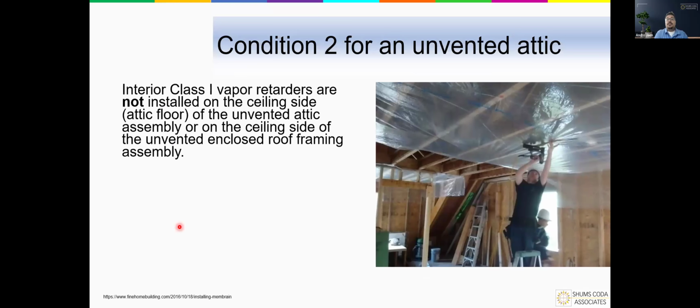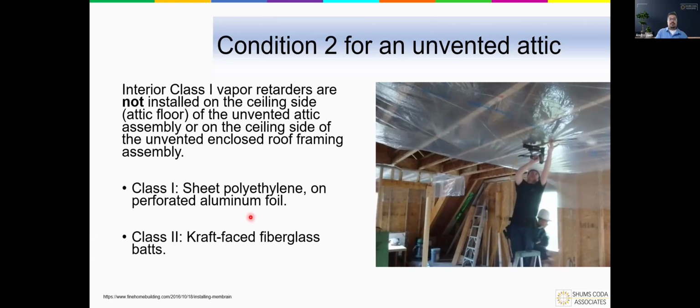Condition 2, you can't use a class 1 vapor retarder on the unvented side of the attic assembly. So this cannot happen in this space, right? Polyethylene sheeting, things like that. And remember your classifications of vapor retarder, you have 3. And this is just discounting the least permeable of them. This still allows for a class 3 or a class 2, like craft facing, things like that. So remember, polyethylene, perforated aluminum foil, those are your class 1s. Class 2 is craft facing. Class 3 is latex paint, for instance.